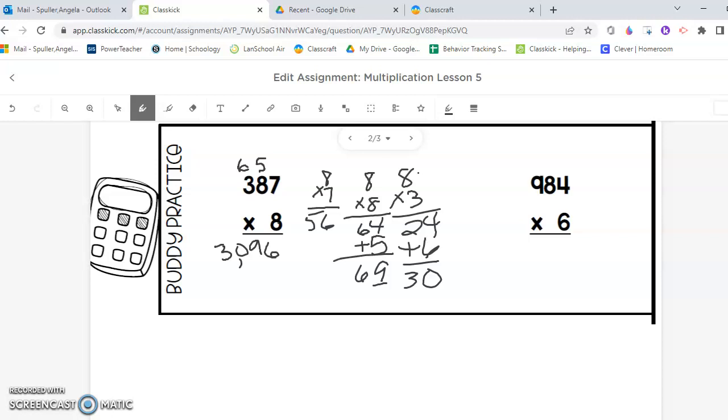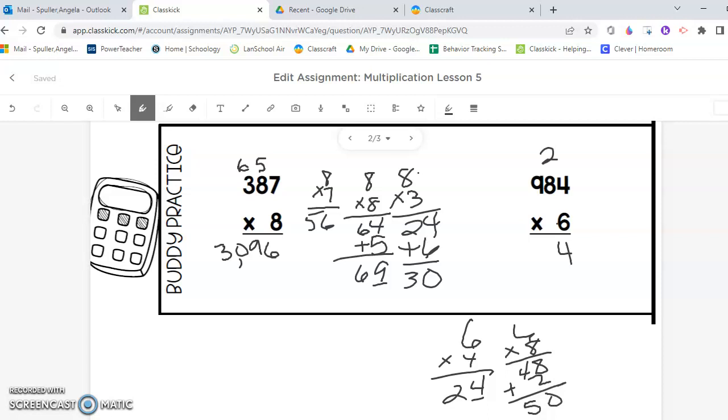Okay, let's do this next one. And I'm going to do my multiplication down at the bottom. So 6 times 4 equals 24. Take the ones place, keep it, regroup the next number. 6 times 8 equals 48 plus the 2 equals 50. So I'm going to keep the 0, regroup the 5.